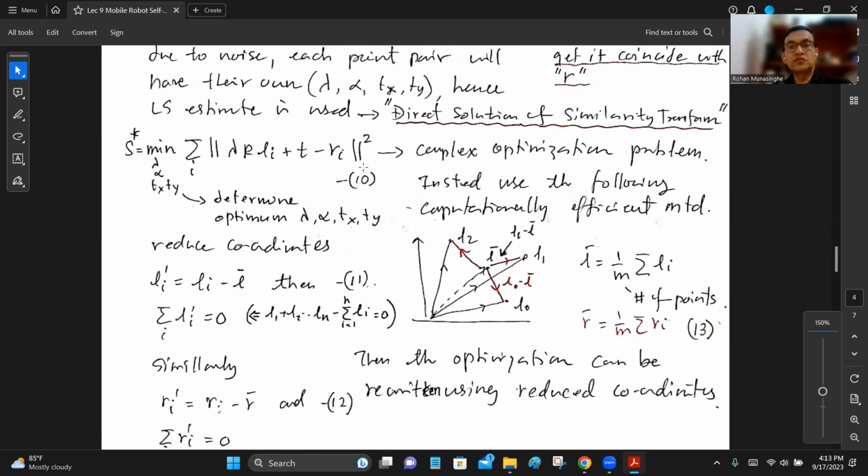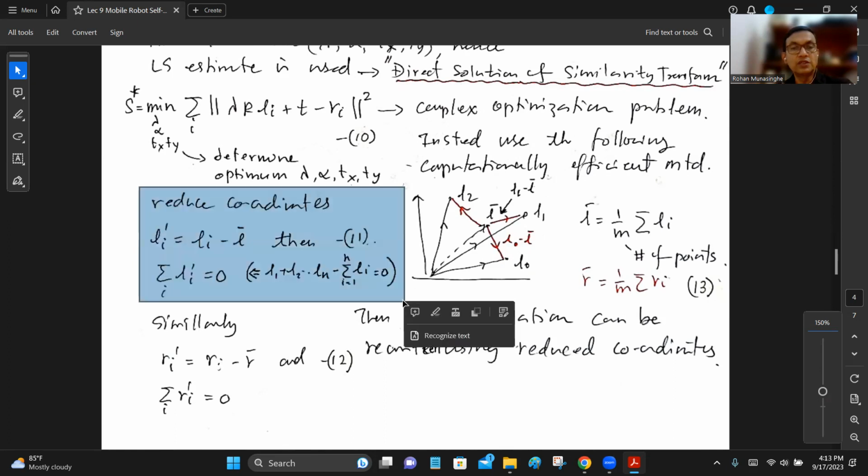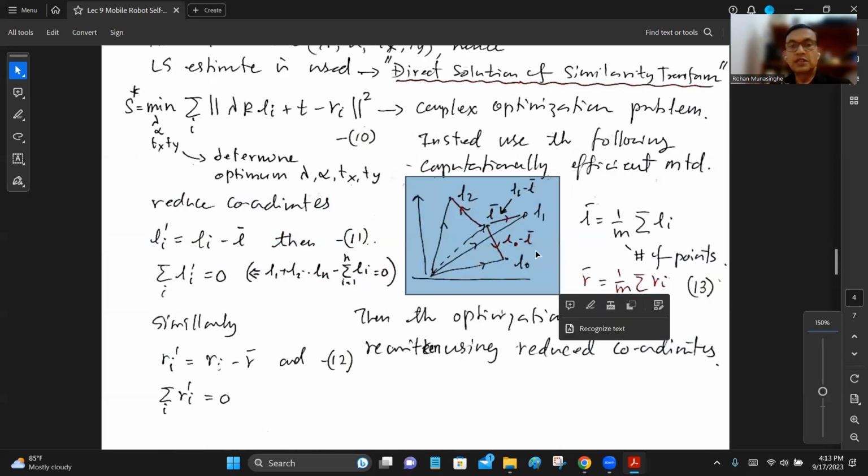So instead, we try to use the variable reduction technique here. We reduce coordinates using these equations, and you can see it on the graphics here also, right? Look at that. What are we doing here? There you can see L0, L1, L2. These are the actual measurements, the landmarks and their positions. If you have so many of these, you can add all the x coordinates of all the landmarks, divide by the number of landmarks, and add all the y coordinates of the landmarks, divide by the number of landmarks. You get the centroid.